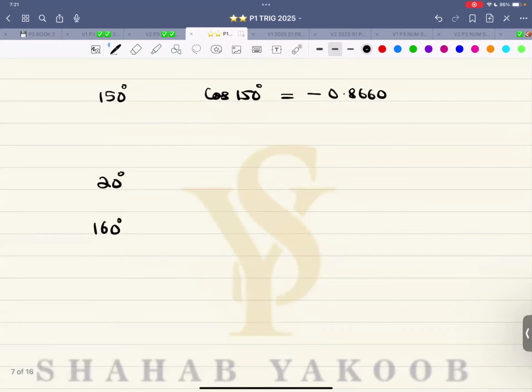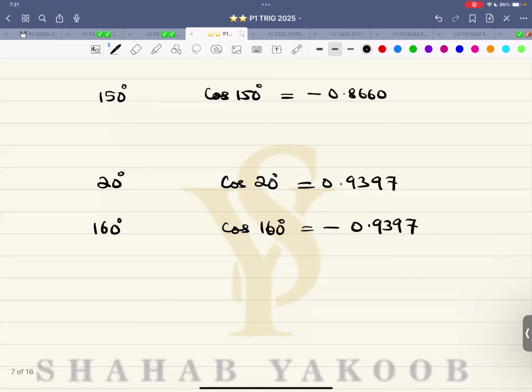Now let me write 20 cosine. Cos of 20 is 0.9397. Cos of 160 is negative 0.9397.